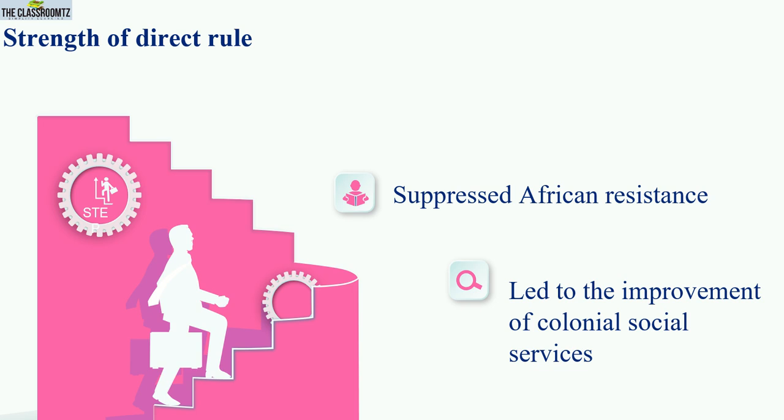In that way, direct rule solved the issue of African resistance because it created fear among Africans. If we resist, we are going to face the same consequences we faced during the resistance to the imposition of colonial rule.